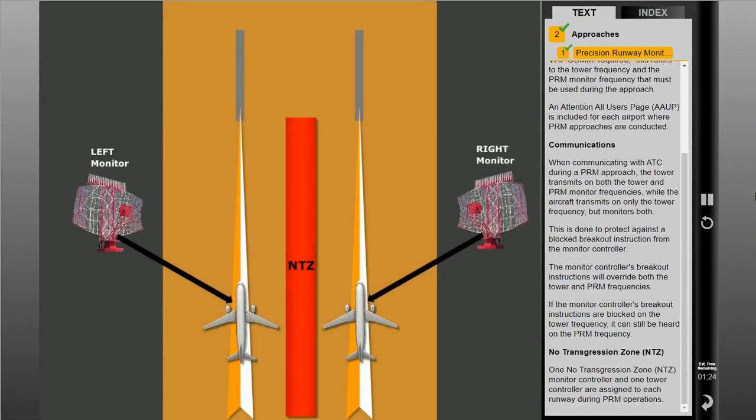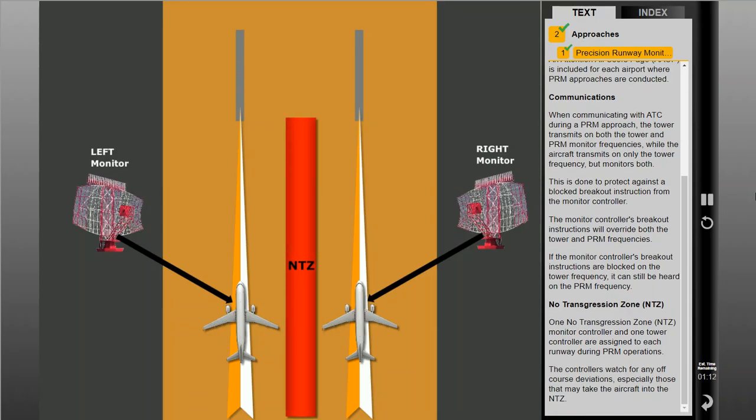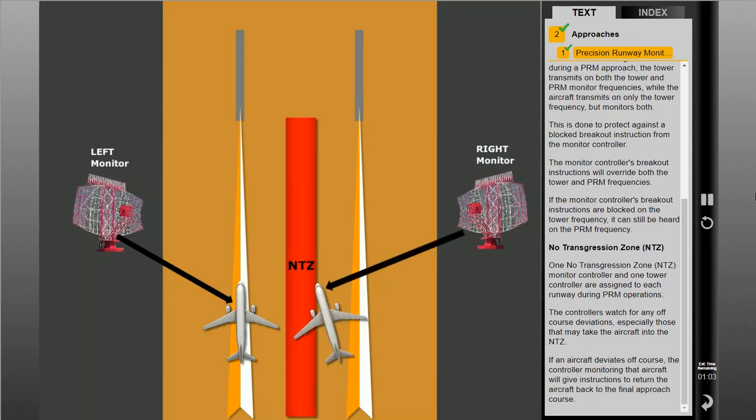One no transgression zone, or NTZ, monitor controller and one tower controller are assigned to each runway during PRM operations. The controllers watch for any off-course deviations, especially those that may take the aircraft into the NTZ. If an aircraft deviates off course, the controller monitoring that aircraft will give instructions to return the aircraft back to the final approach course.